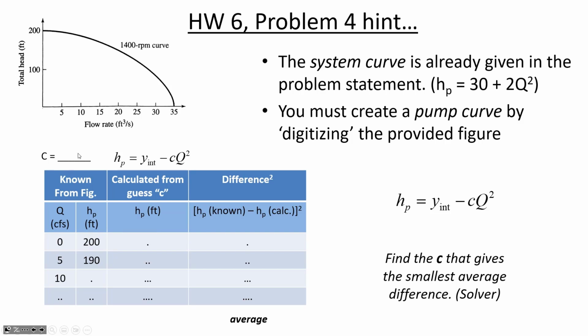Once you have that figure digitized, then you can set the pump curve equal to the system curve. So the first step really is just digitizing the data. I've given you some instructions on the handout PDF that goes along with that assignment, but I also wanted to introduce it in class now. So any questions before we move on from this tip?